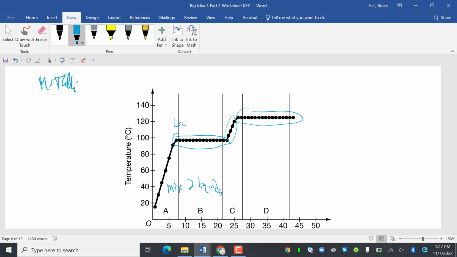This is where the lower BP boils. This is where, at this point, we have pure higher BP. BP is boiling point. And then this is where the high BP is boiling.